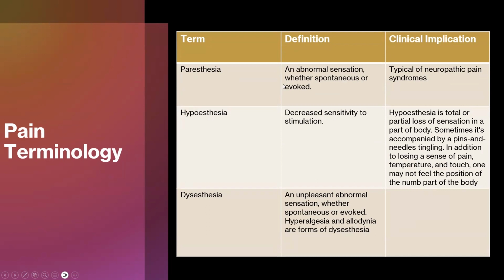Then paresthesia. Paresthesia is an abnormal sensation, whether spontaneous or evoked, and it is typical of neuropathic pain syndromes. Hypoesthesia is decreased sensitivity to stimulation. Hypoesthesia is total or partial loss of sensation in a part of the body. Sometimes it is accompanied by pins and needles tingling. In addition to losing a sense of pain, temperature, and touch, one may not feel the position of the numb part of their body.